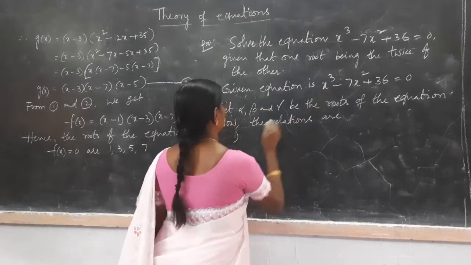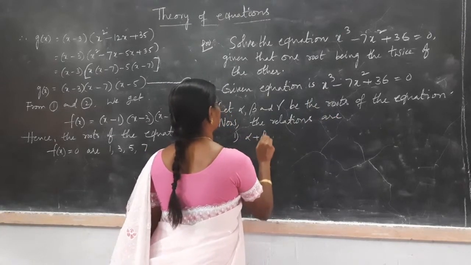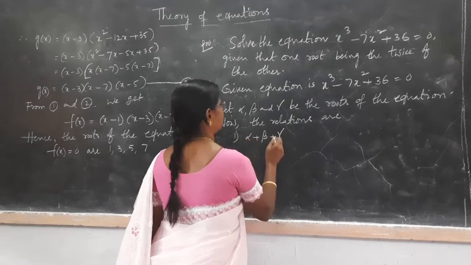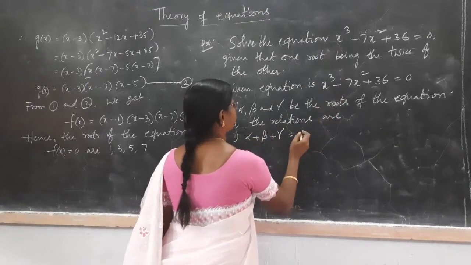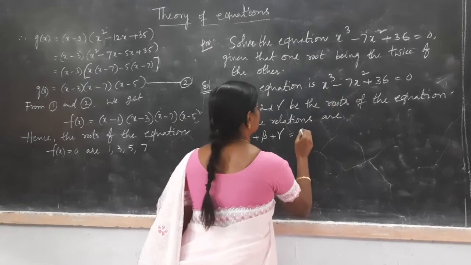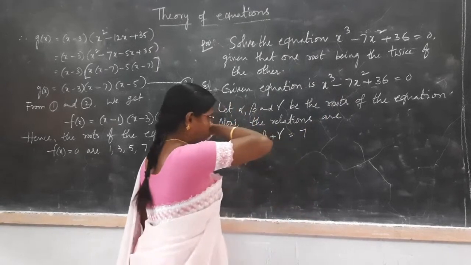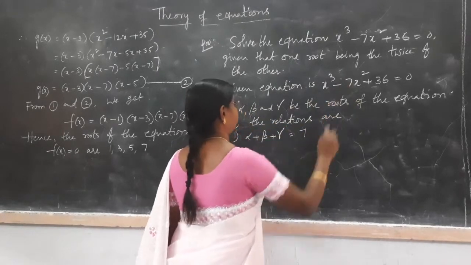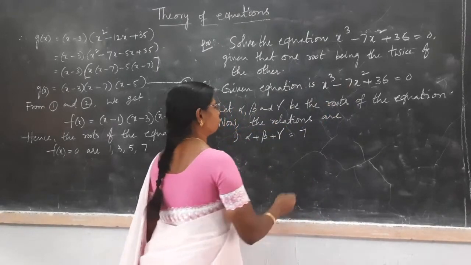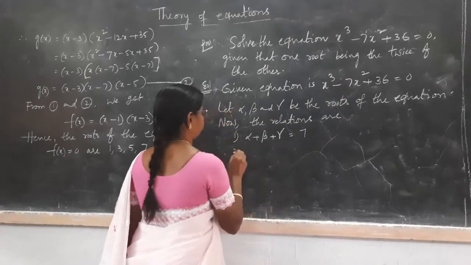Tell me, what is the first one? S1 is equal to minus P1. S1 is the sum of all roots. Minus P1. This is P1. Okay, 7, minus of minus 7. Okay. Next.